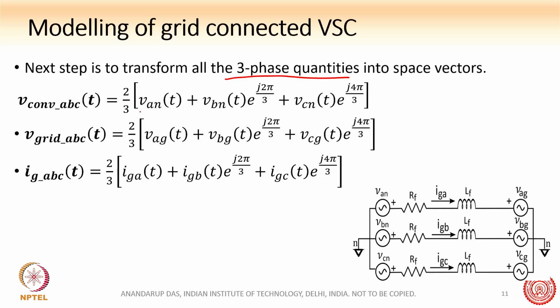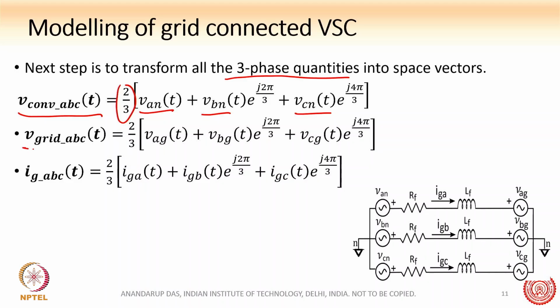So you take any three phase quantities like this, VAN, VBN and VCN, and multiply with these values and get a 2/3 at the beginning, and then you get the space vector for that variable. For example, if VAN is the fundamental voltage from the converter, then VConv ABC is the space vector. I have indicated it in bold. The bold font here indicates that it is a space vector.